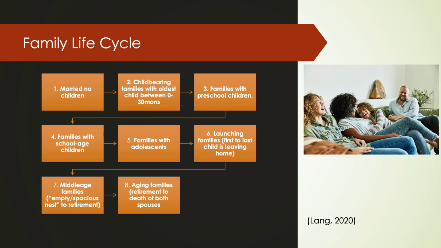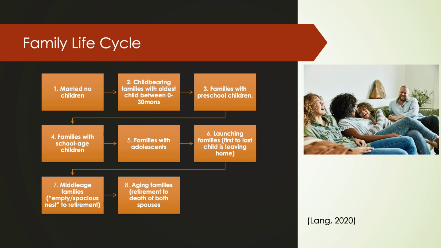The stages include 1, married with no children. In this stage, we're navigating how to live together, adjusting relationships with families of origin and social networks to include the partner. In the second stage, childbearing families with the oldest child between birth and 30 months, preparing and adjusting the family system to accommodate children, developing our roles as parents, and redefining roles within extended families.